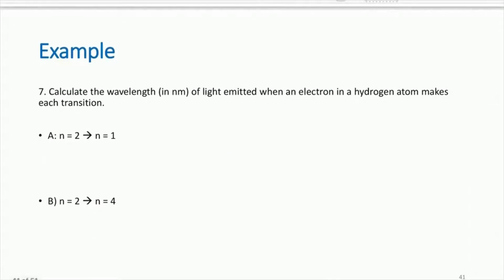Calculate the wavelength in nanometers of light emitted when an electron in a hydrogen atom makes each transition. Remember, you can do this either separately or together. I do the equation together. You can calculate each one by itself, meaning that you can calculate negative 2.18 times 10 to the negative 18 joules times 1 over n squared, and then subtract the second one from that and do those in pieces. I do this all in one piece though.